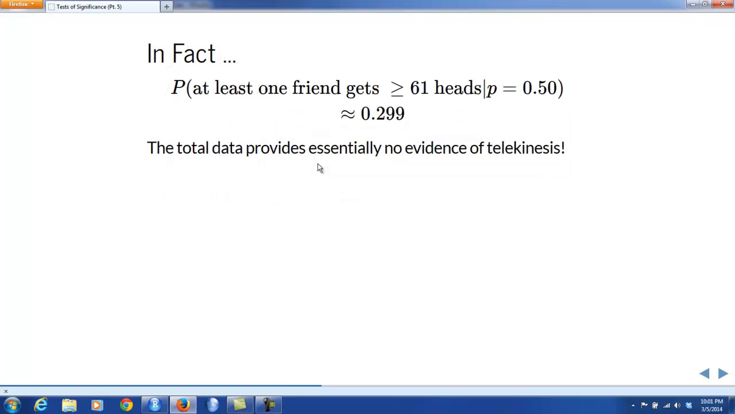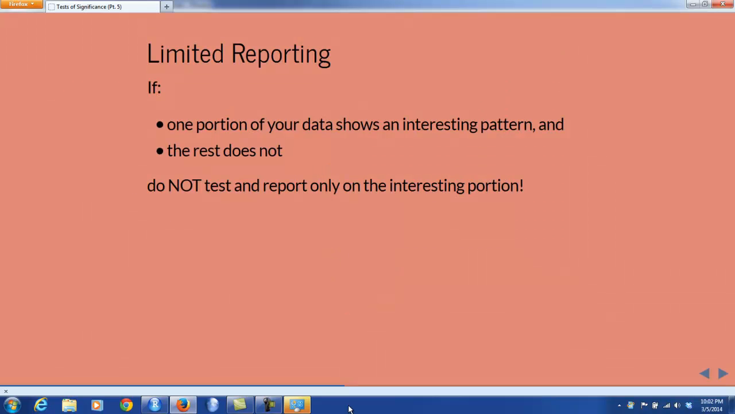In fact, the real probability that at least one friend in 20 is going to get at least 61 heads in the experiment of the sort that you had in mind is pretty large. It's about 0.299, about 30%. So from this point of view, the total data that you have on hand from all 20 of the friends provides essentially no evidence of telekinesis. There's a lesson here. It's about limited reporting. If one portion of your data shows an interesting pattern and the rest doesn't, don't just test on the one interesting portion and report only on it.